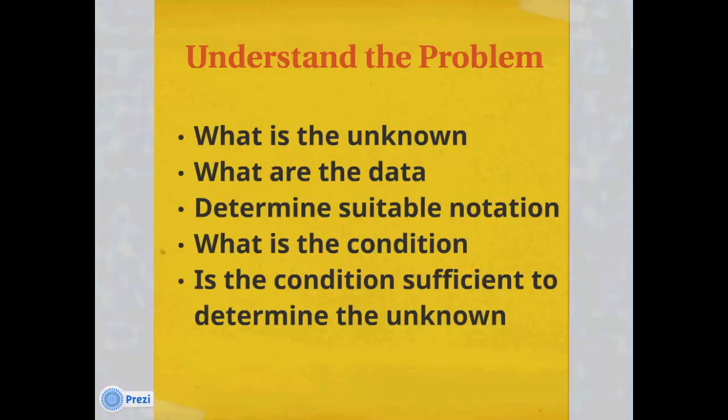So the first step is to understand the problem. What is the unknown? What are the data? Determine suitable notation. What's the condition? Is the condition sufficient to determine the unknown? So the first thing is to read the problem carefully several times and underline or write down the basic information given in the problem. Next is to write down what you're being asked to find. You will want to choose some good names for the unknown because it's really good practice to name the objects in a problem so that you can remember their meaning easily.